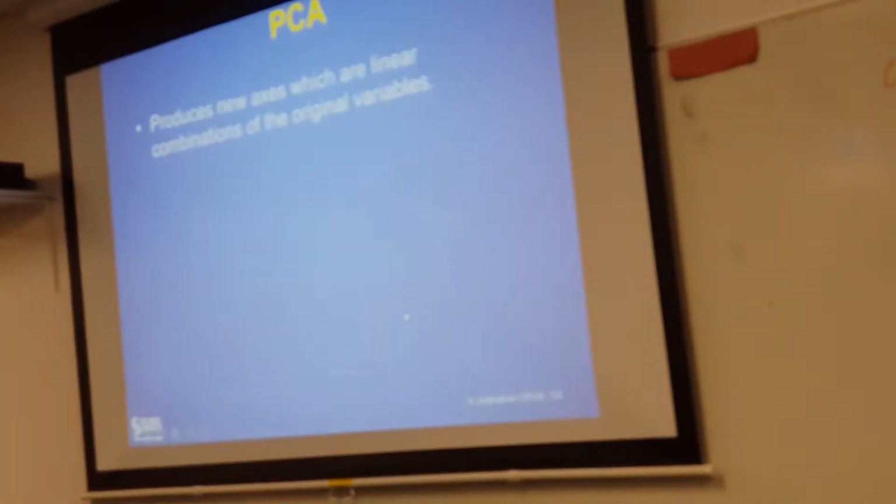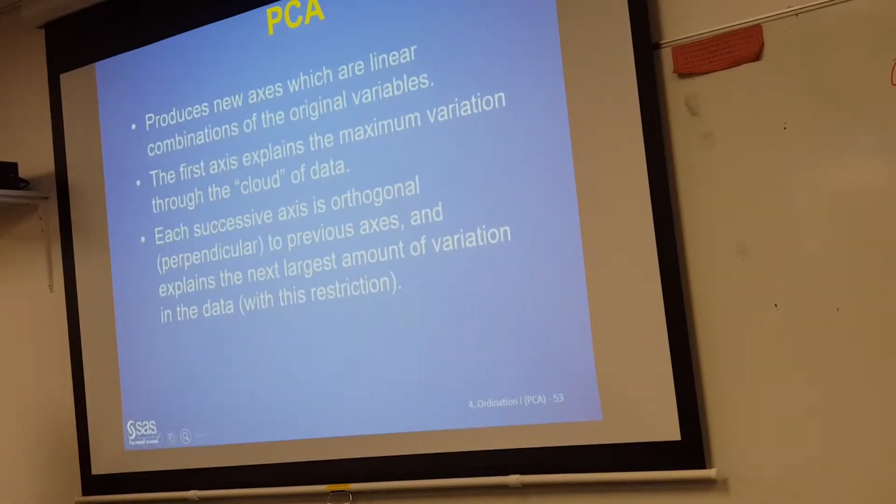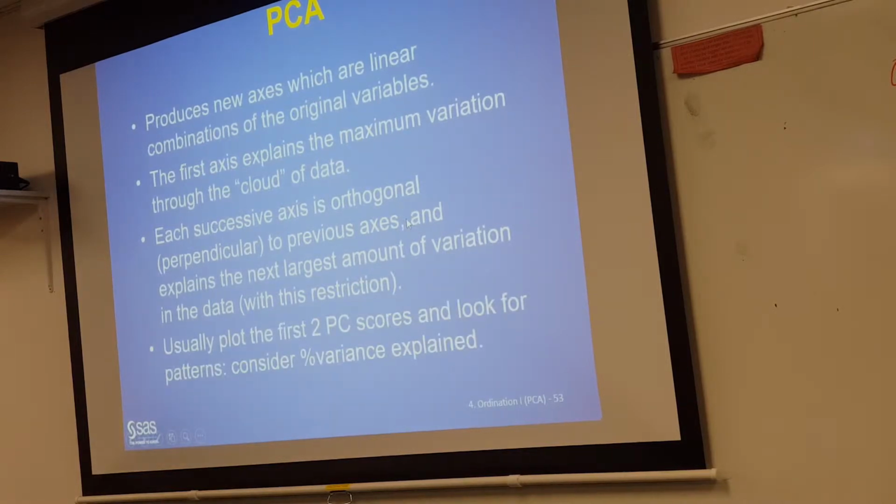So PCA, right? New axes. Linear combinations of the original variables. The first axis explains the most variation through the cloud of your data. You know that. Each successive axis is at right angles to the first one, and then to the later ones as well. And they are explaining successively less and less variation in the data cloud. So the first two are the most that we can explain with two axes.